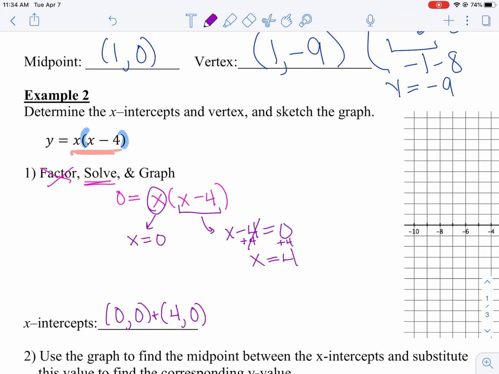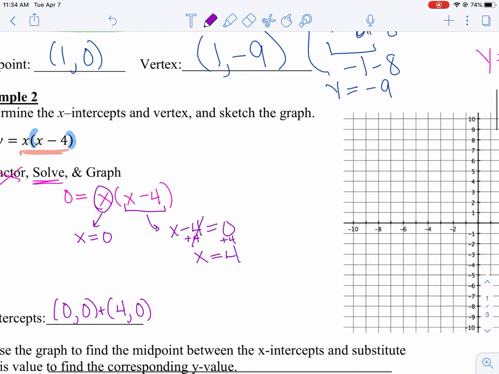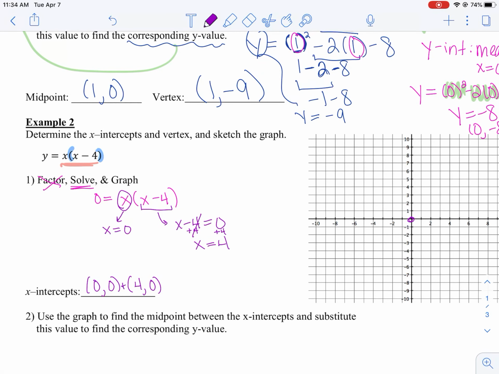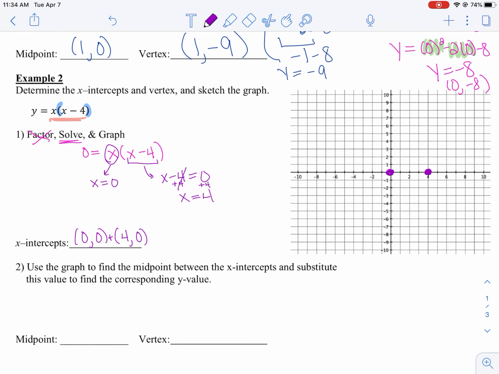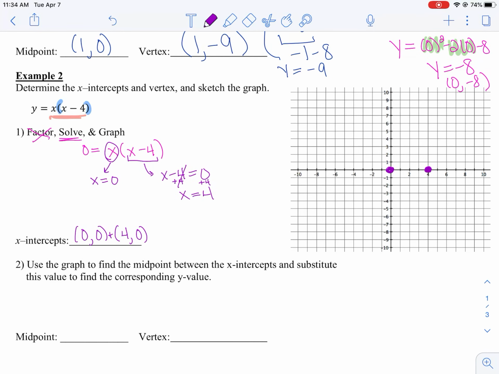So I have one at 0, 0. So that was right in the middle. And one at 4, 0. So I went over to the right 4, but not up and down. Okay, so those are our two x-intercepts. That one was fairly straightforward. Not much work involved, right? Which is kind of nice. So if it's already factored, we just skip that part and we go right to solving.